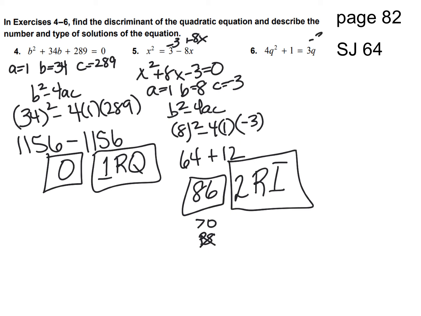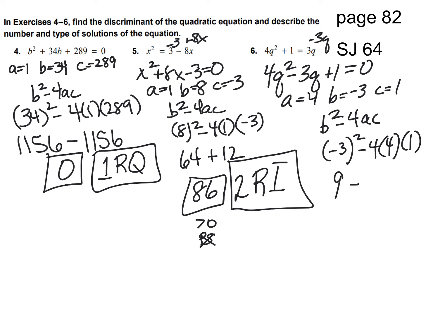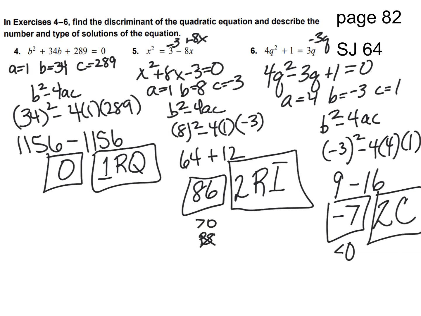Okay, so for the next one, I'm going to subtract 3q first. 4q squared minus 3q plus 1 equals 0. A is 4, B is negative 3, C is 1. The discriminant is b squared minus 4ac, so negative 3 squared minus 4 times 4 times 1. 9 minus 16 is negative 7, so that's my discriminant. Negative 7 is less than 0, so now I'm going to have 2 complex solutions.